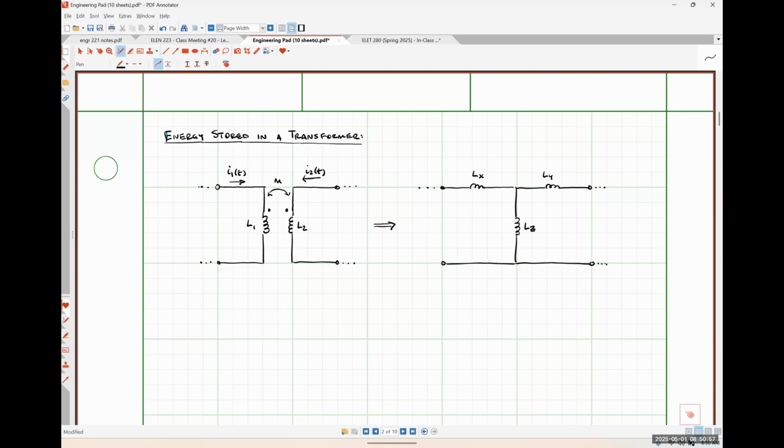And our current I1 was defined as flowing into the top left terminal. So it'll still flow into the top left terminal. Our current I2 was defined as flowing into the top right terminal. So it'll still be defined as flowing into the top right terminal as well. So my question to you guys is, what's the current that's flowing through this inductance LZ? I1 plus I2. Absolutely right.